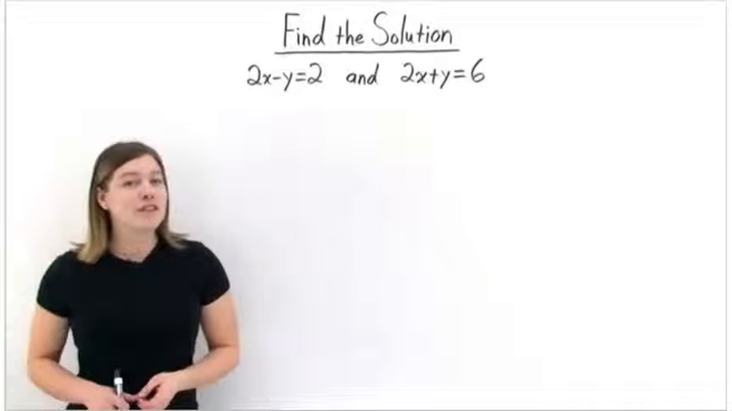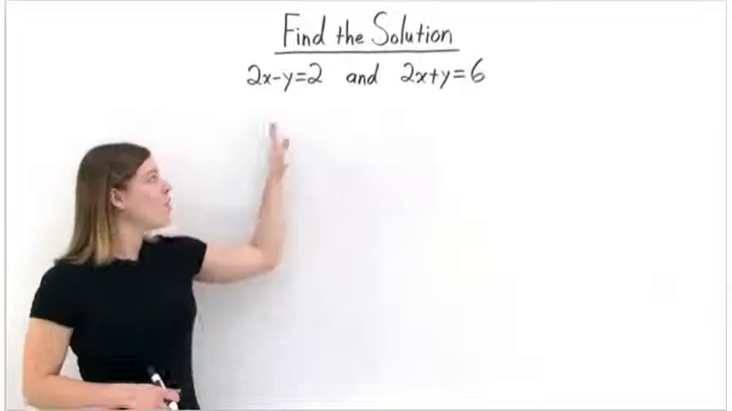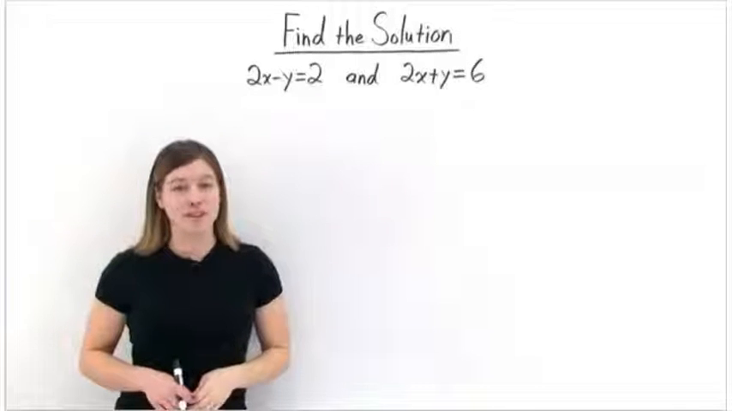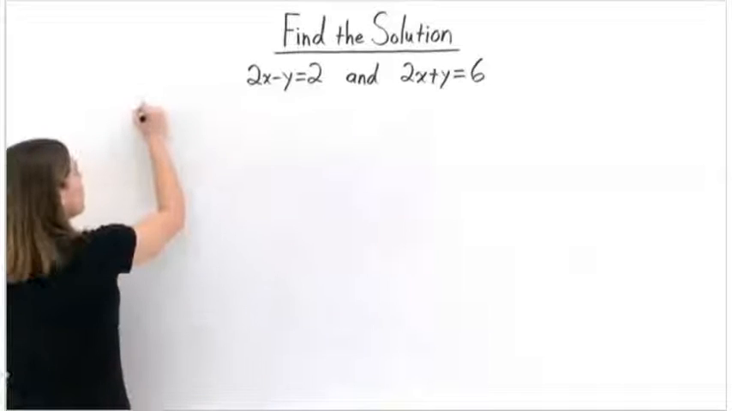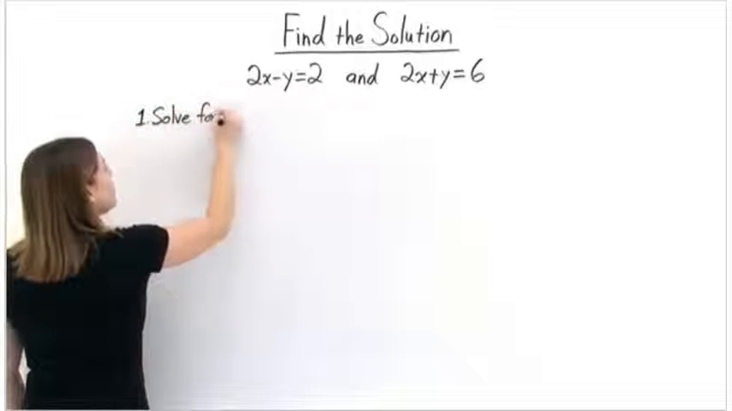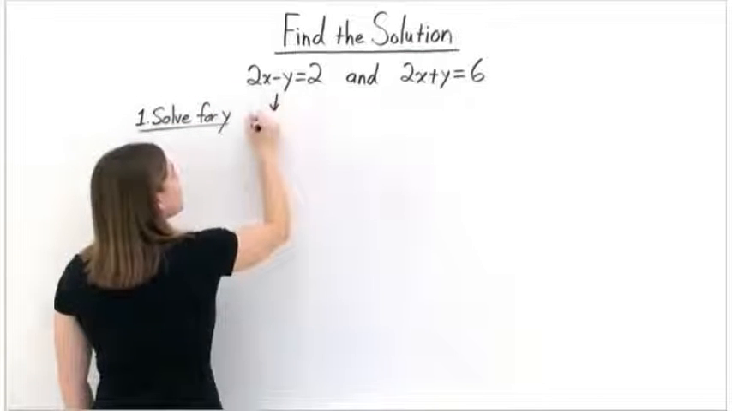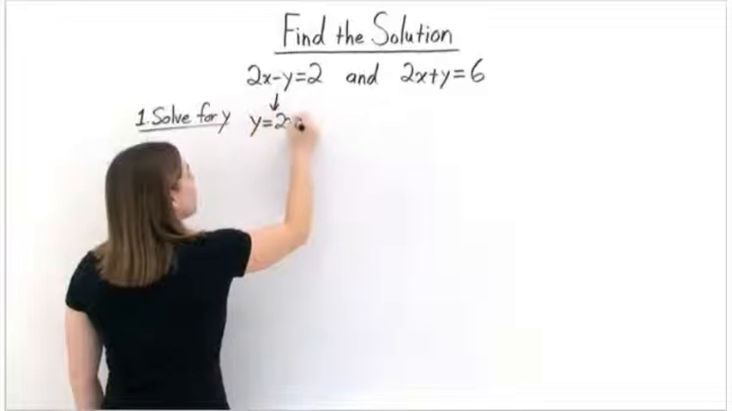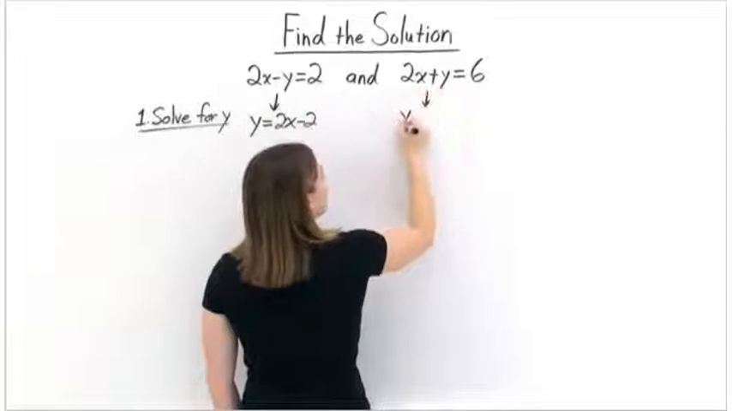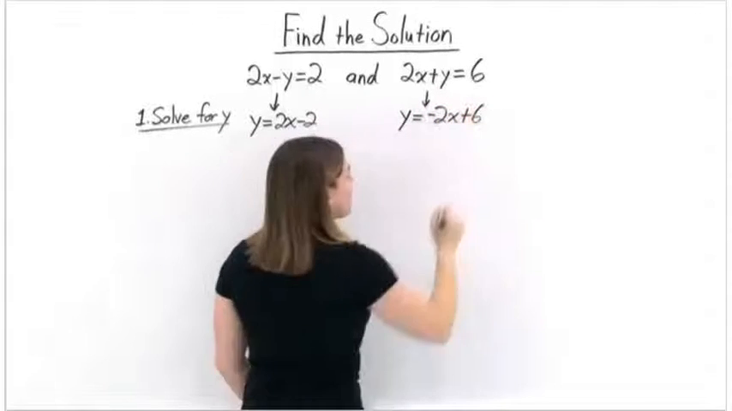Since we want to use the substitution method to solve this system, we want to take one of the equations and substitute it into the other to solve for one of the variables. To do this, we want to start out by taking both of our equations and solving each of them for y. So taking our first equation and solving it for y, we get that y equals 2x minus 2. Solving our second equation for y, we get that y equals negative 2x plus 6.